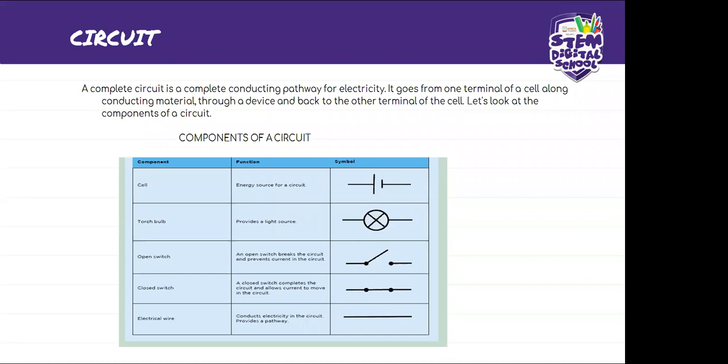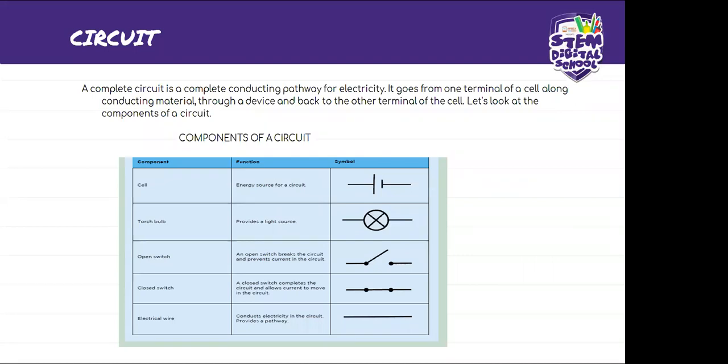Now let's look at a torch bulb. That's what provides a light source, and you have the symbol there. You have a circle with a cross and with some terminals at the other side, indicating that those can be connected to wherever you want.